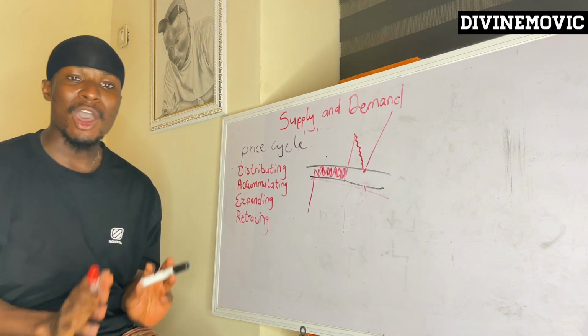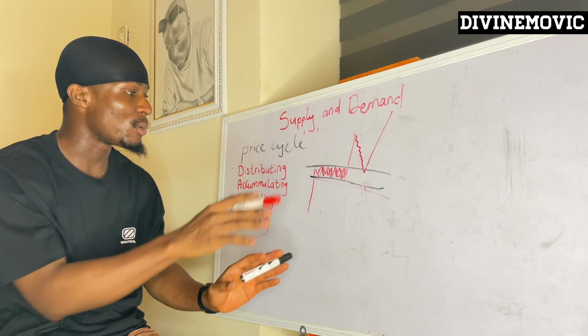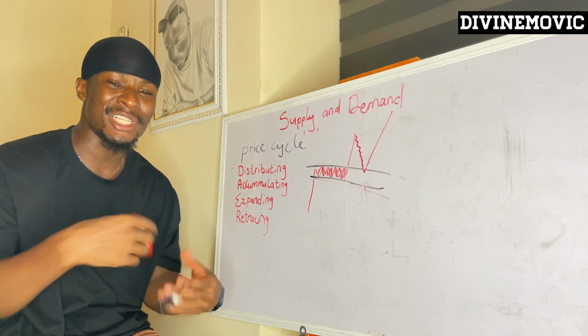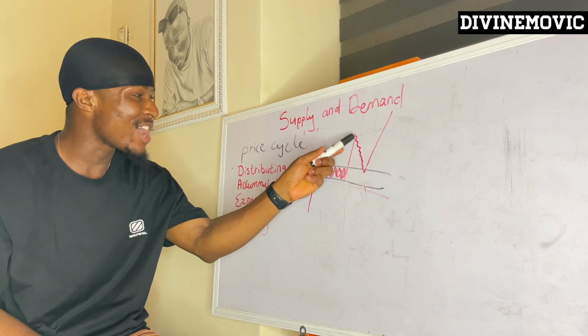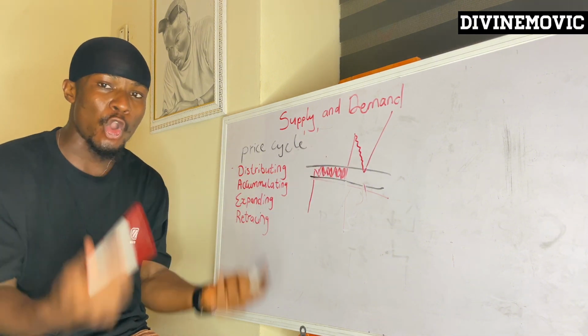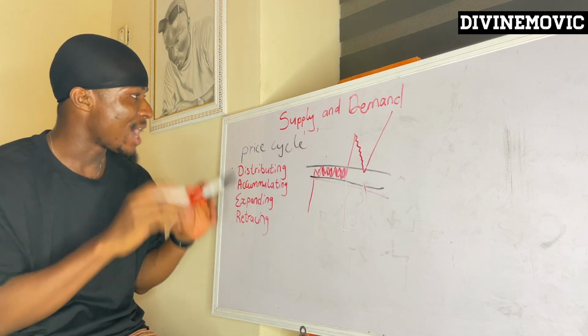Now, this thing is not always as beautiful as it looks on this picture. This retracement comes with a lot of manipulation. This is where you have to put in what they call the concept of liquidity. I'm going to explain that in my next video, not in this video.